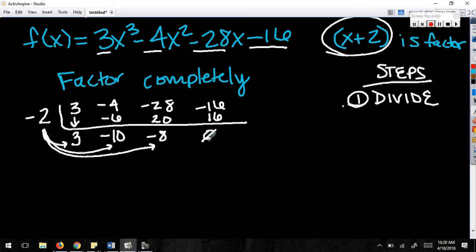For these, your remainder must be 0. It's part of that theorem, okay? You should get a remainder of 0. If you don't, something's gone wrong. Okay? So I did get a remainder of 0.